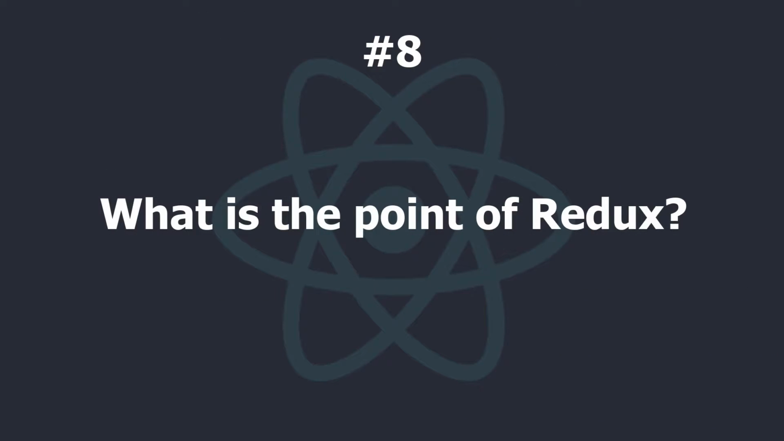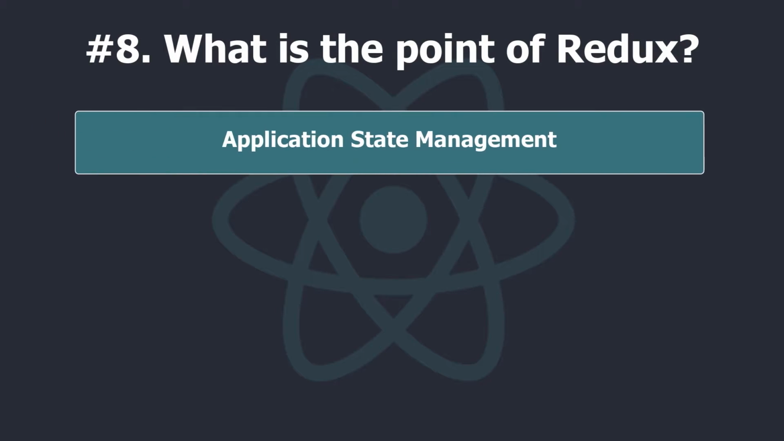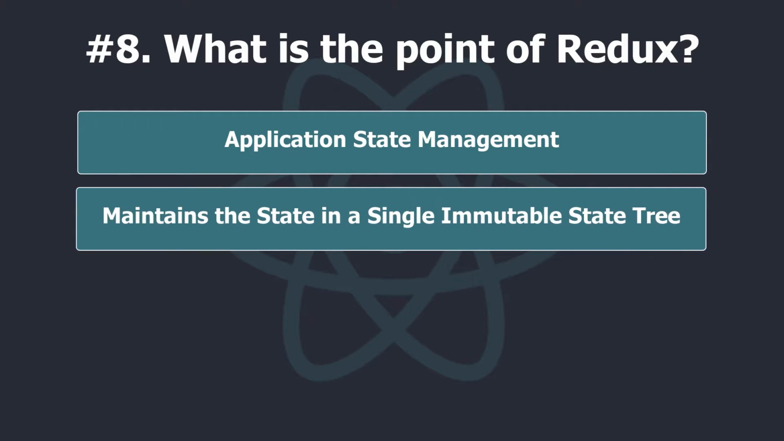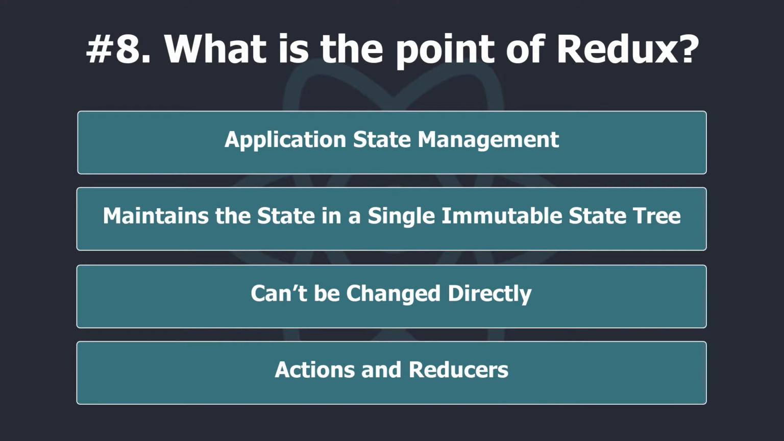What is the point of Redux? Redux is used mostly for application state management. To summarize it, Redux maintains the state of an entire application in a single immutable state tree which can't be changed directly. When something changes, a new object is created using actions and reducers.